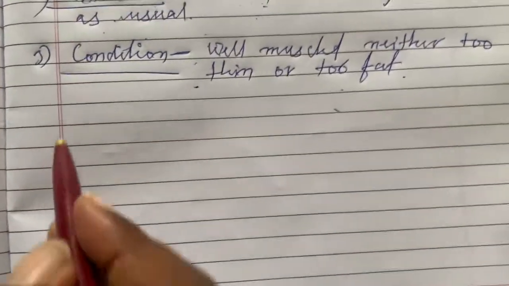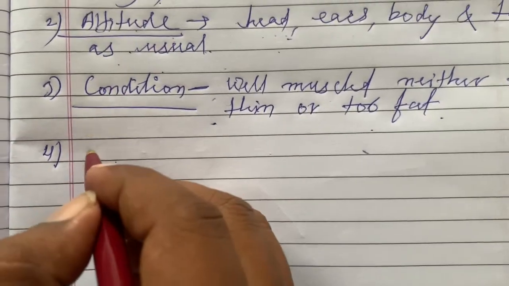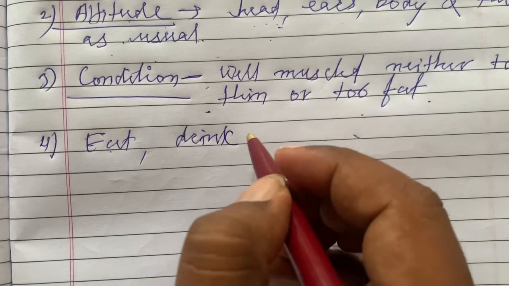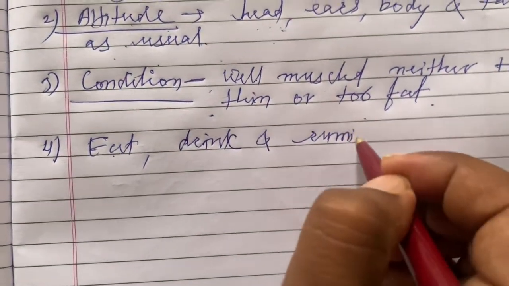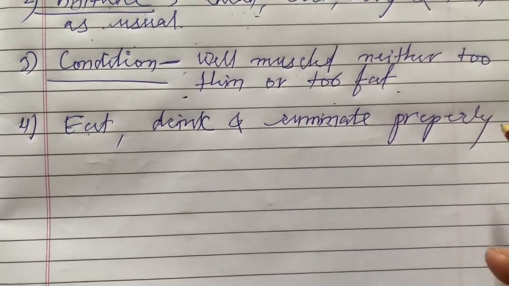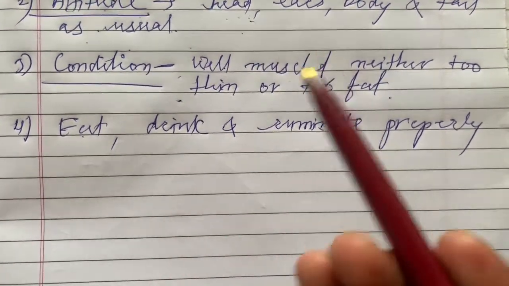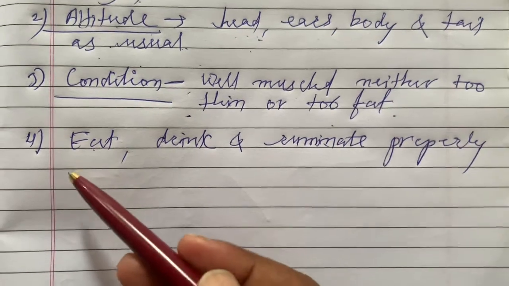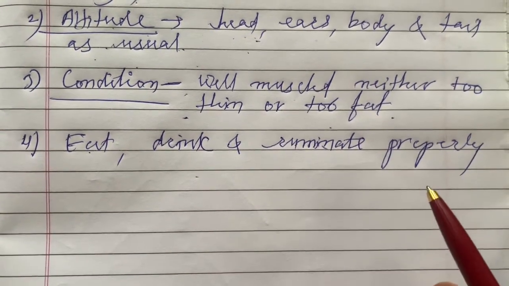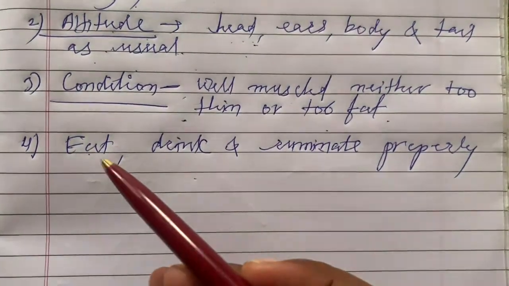Then the fourth point that we have to observe is, does it eat, drink and ruminate properly? On the basis of this point, if in the morning, afternoon, evening, daytime or night, the animal is not eating properly, not drinking properly or not ruminating properly, in that case we may say that this animal is suffering from some kind of disease. So we have to observe the habit of animal.